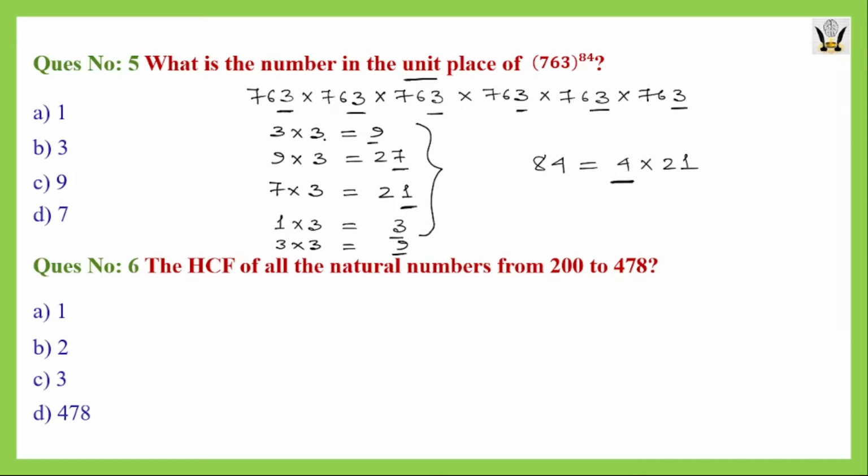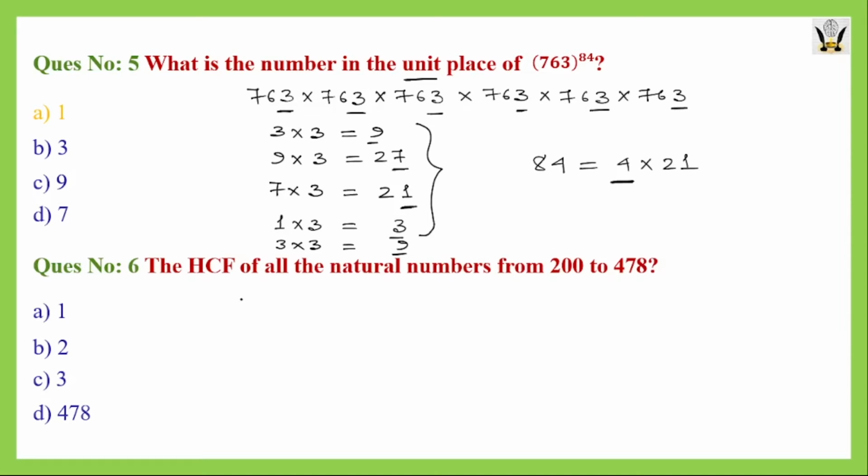Here 3 multiplied by 3 is 9, then the third, and this is the fourth. So after multiplication of these four 763s, the value of the result we don't know, but at least we know that at the units place the digit will be 1. Then after multiplication of 84 763s, in that result too, at the units place the value will be 1. So the correct option is option A.